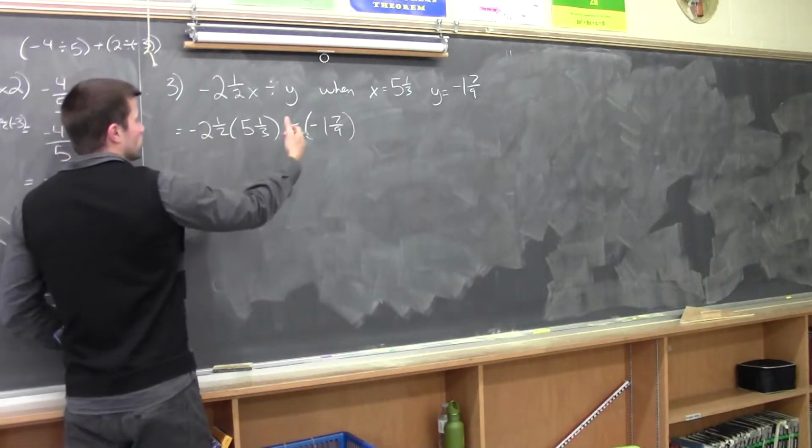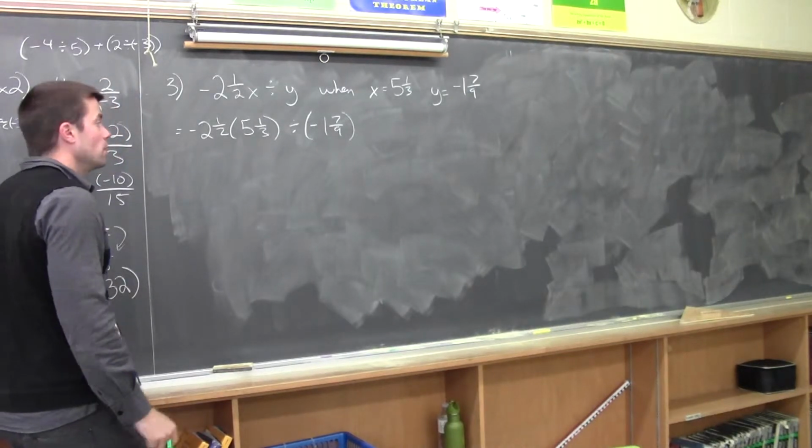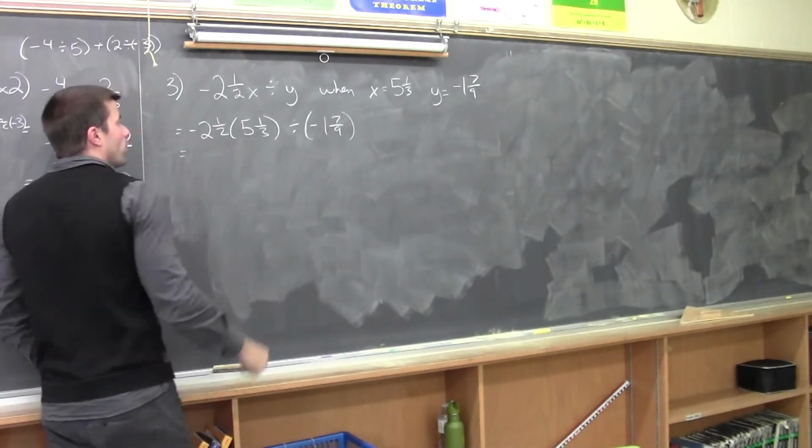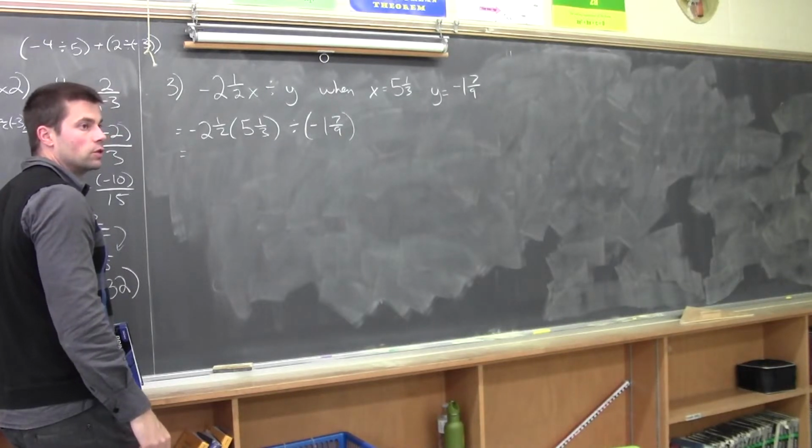Alright, so there's one way we could do this on our calculators. You could punch it straight in. Another way is that we're going to convert to irregular fractions and then make the multiplication and divisions.